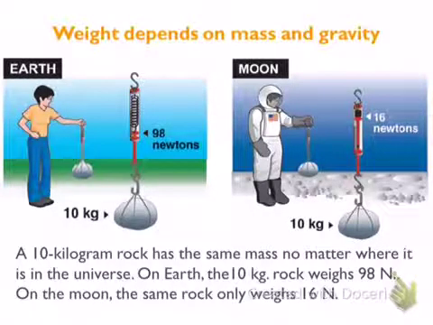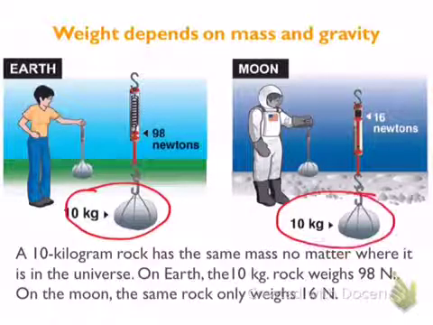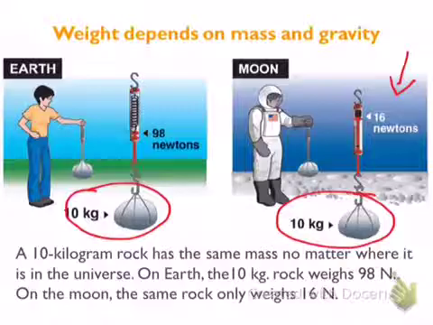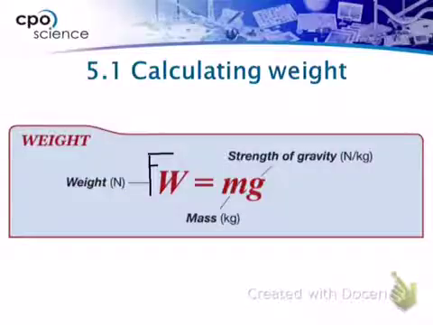However, if you went to the moon, while the mass remains the same, right? This is a 10 kilogram rock. This is a 10 kilogram rock. On the moon, which has less mass, there is less gravity, and so there is going to be less weight. And we'll do some calculations with that as the chapter goes on.